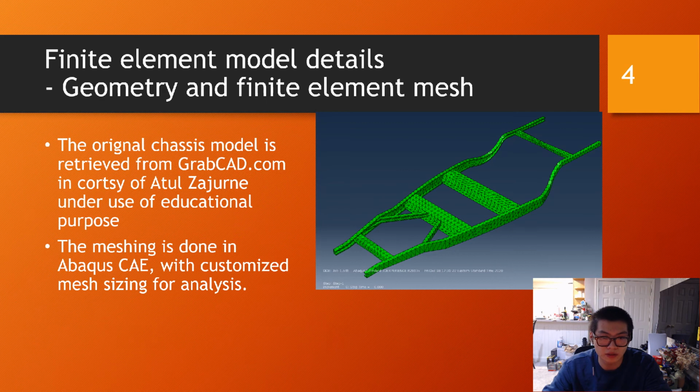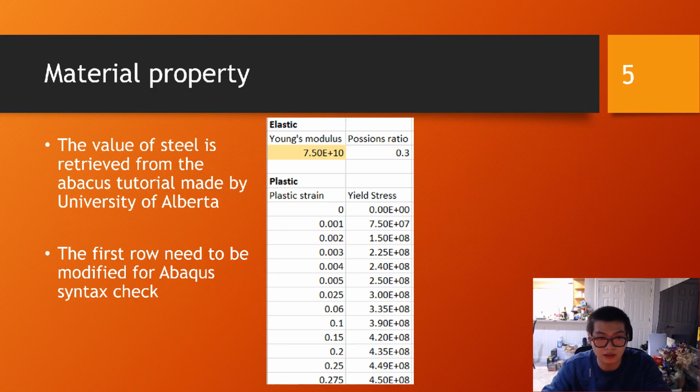For the geometry, we downloaded it from an open source modeling site for academic fair use, with all the mesh and seeding done in Abaqus. For the material properties, since Abaqus is pretty picky on what is going to be good for the analysis, I fetched the physical properties from a tutorial for Abaqus. The first line needed to be modified since Abaqus does a syntax check, and this is as close as I can get to the physical properties.